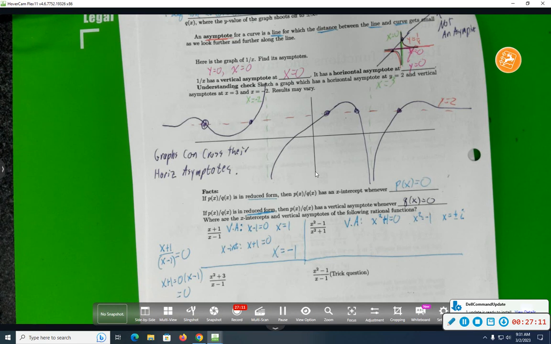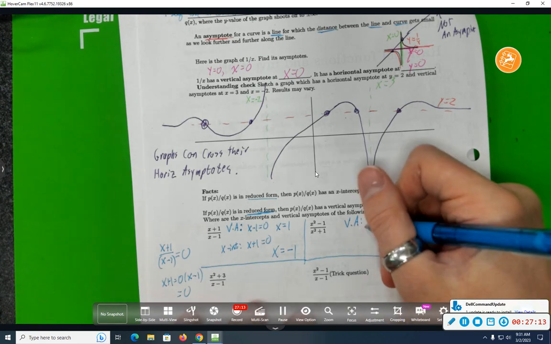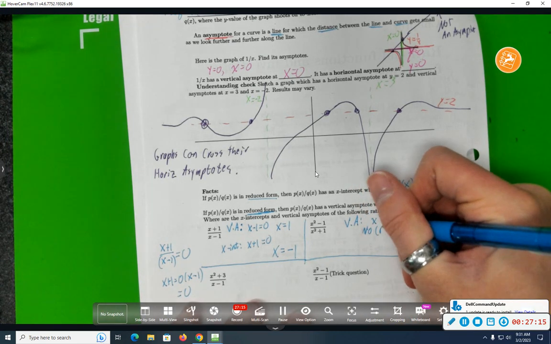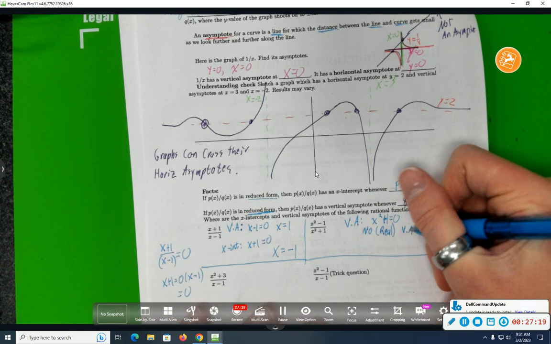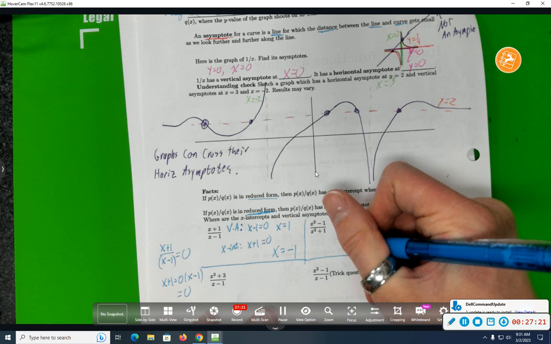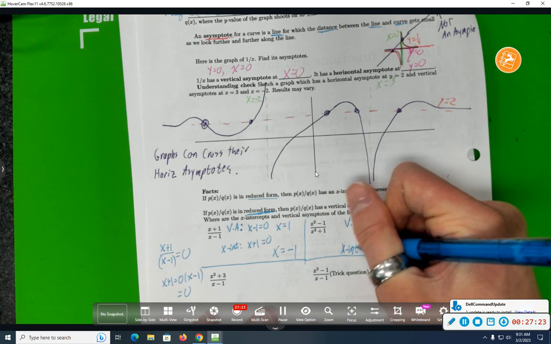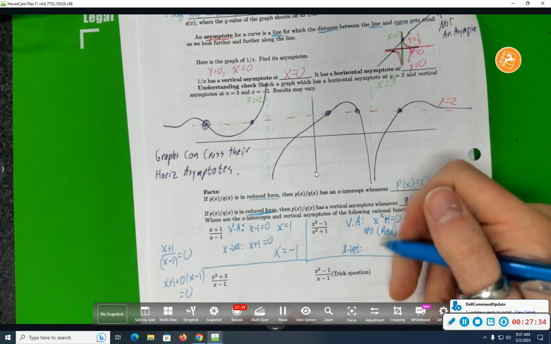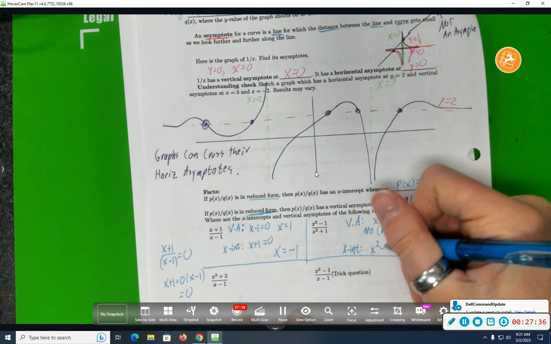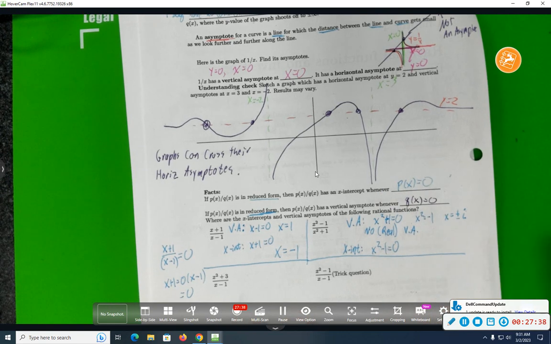There are no (real) vertical asymptotes. I'm putting the real in parentheses because I wouldn't require that word. No vertical asymptotes. Let's find the x-intercepts. What do you need to set equal to 0 to find the x-intercepts? Yeah, the numerator. So I should set x squared minus 1 equals 0. What are the solutions to that?